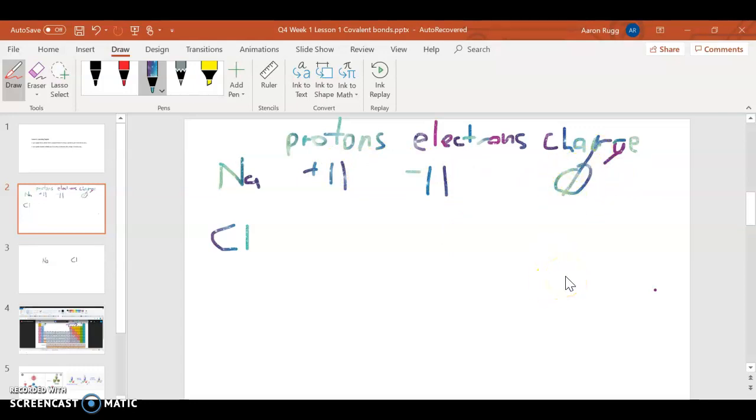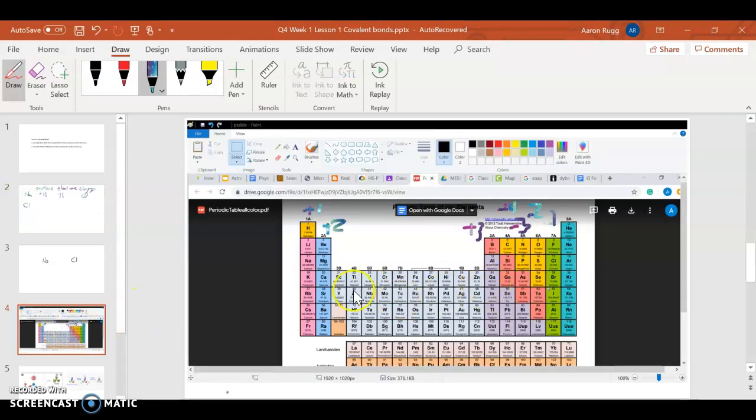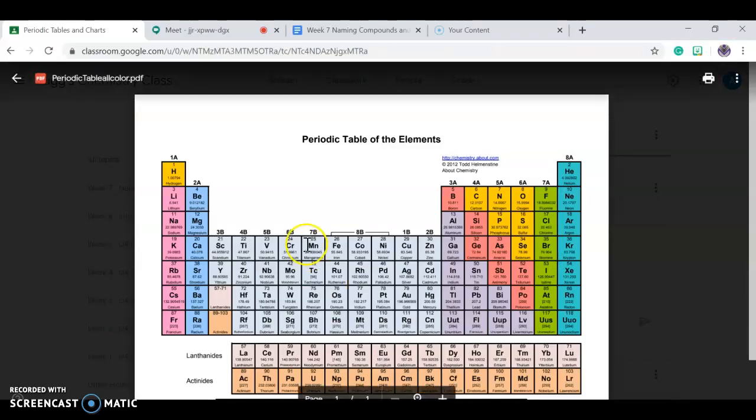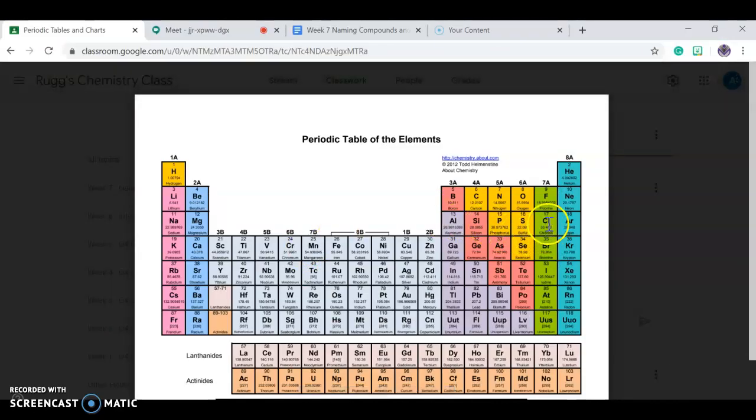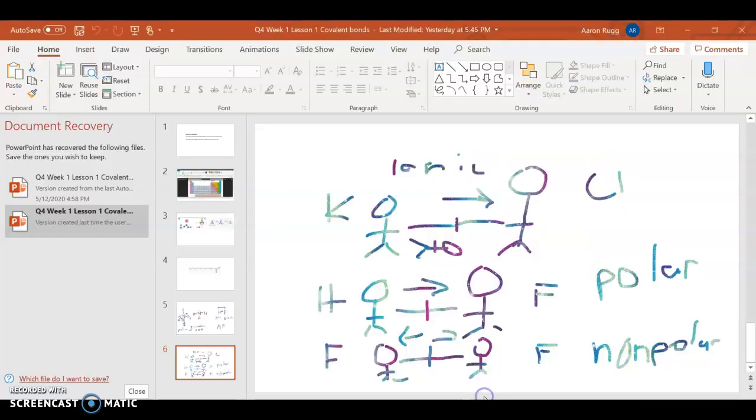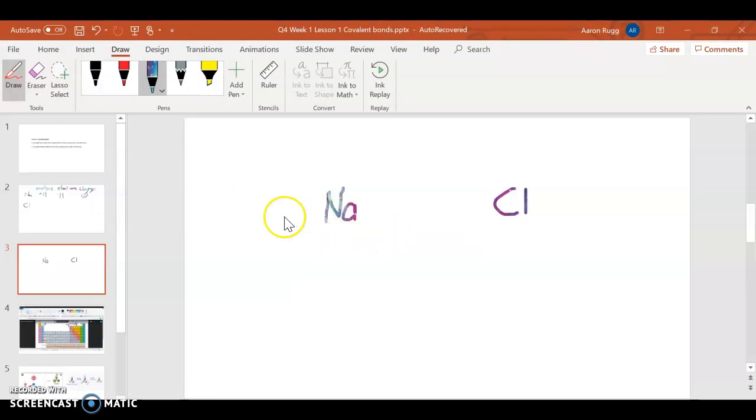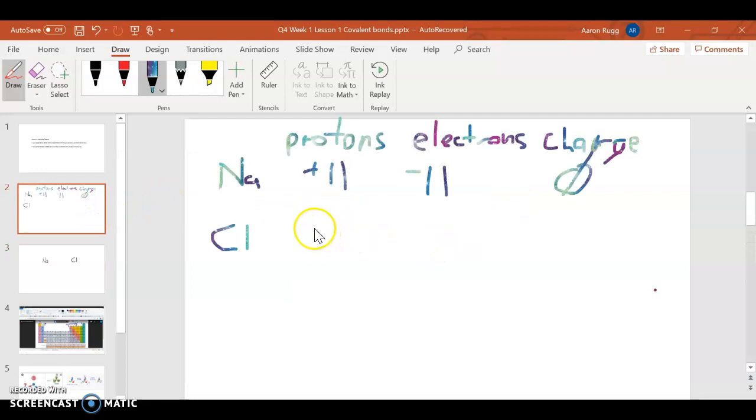Let's take a look now at chlorine. It's not the periodic table I want to look at right now. Chlorine is over here as atomic number 17. 17 is the number of protons. That is not the document. Here we go. It has 17 protons and it has 17 electrons. Negatively charged, positively charged, 0.